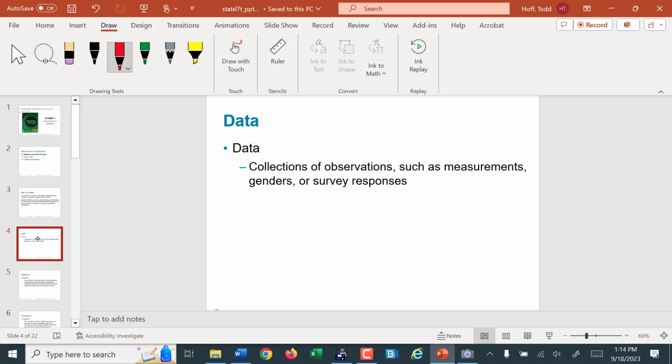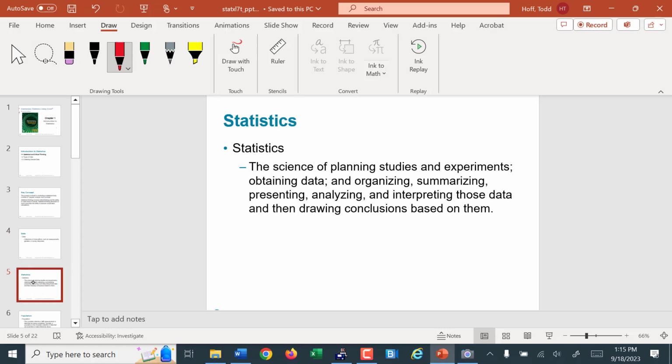So first of all, what is data? Data is a collection of observations such as measurements. Any measurements are the big one, any sort of responses to a survey, and any sort of an observation that is taken in. Gender could be a piece of data. On every job application, you have that question. Age can be a piece of data. And as we go through the course, we'll look at different types of data and how that is all classified and how it is collected.